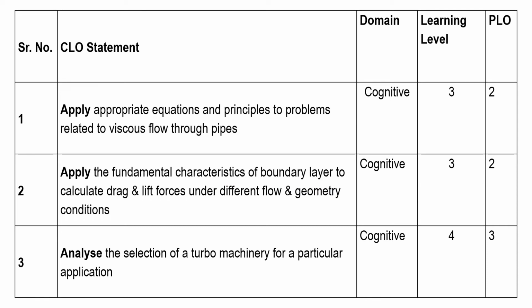So let's have a look at your course learning objectives for your fluid mechanics 2 course first. As you can see, CLO1 is related to pipe flows, and what we will do is apply appropriate equations and principles to problems related to viscous flow through pipes. So we will develop basic equations for viscous flow through pipes, and we will apply those equations to pipe flow problems. This is related to your problem analysis PLO, that is PLO 2.